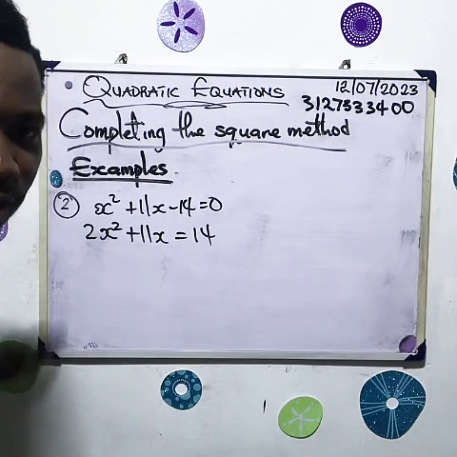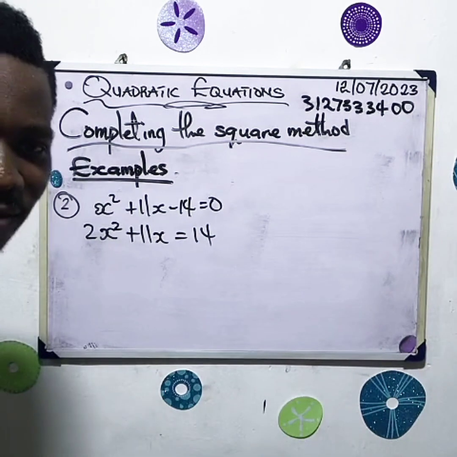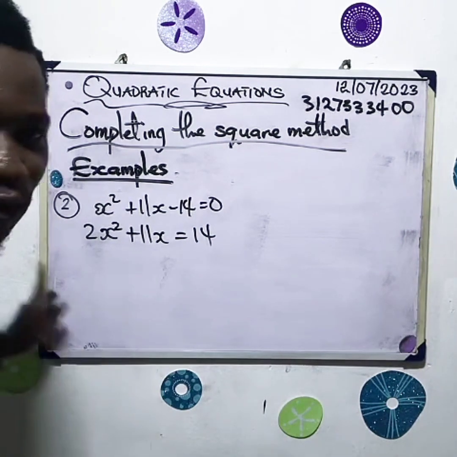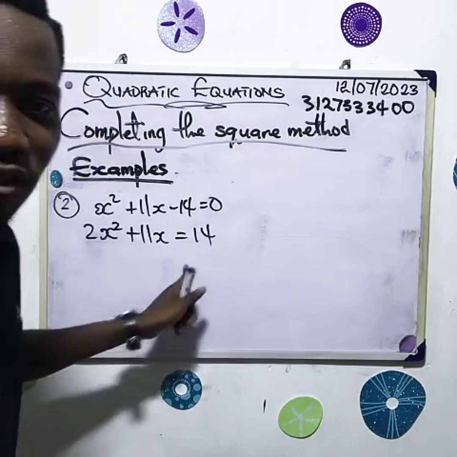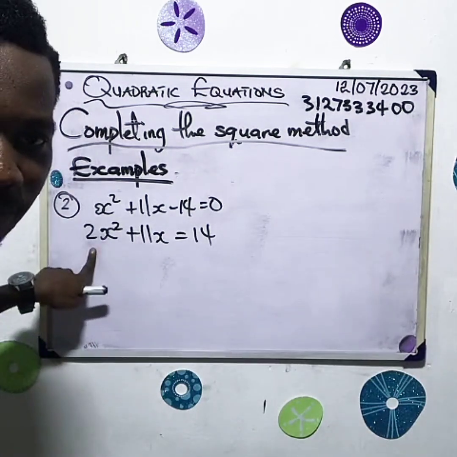What if we have 2 now? We divide our constants by 2. Not just the constant, we need to divide through. I was asking, what if we have 2 here?